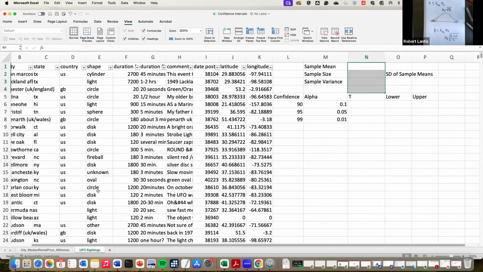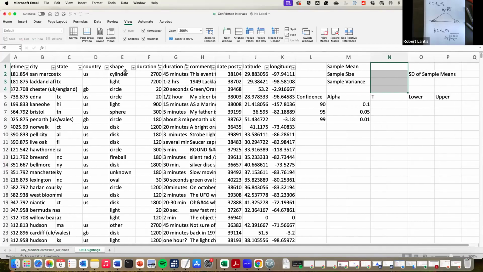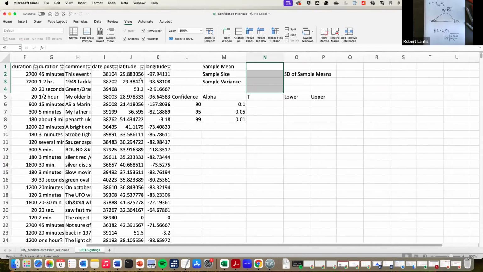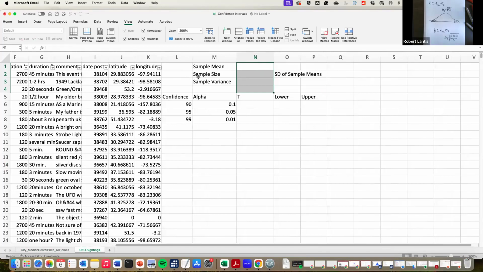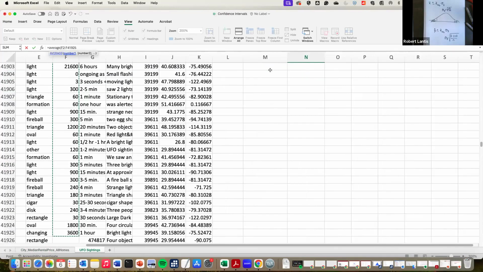That was kind of a fun example where I've got UFO sightings, right? This is kind of stupid, but it's a fun example. So let's look at the average duration, and this is in seconds, of UFO sightings. Okay. So I can find my sample mean by just using that average function. Control Shift, Command Shift on a Mac, hit the down arrow.